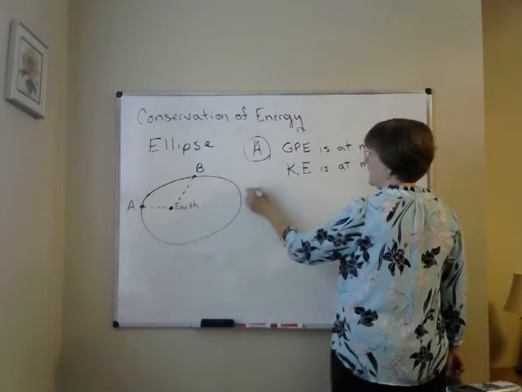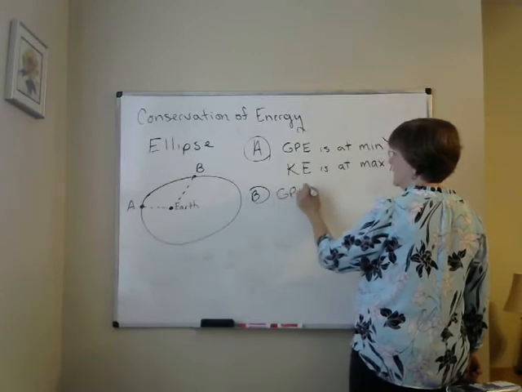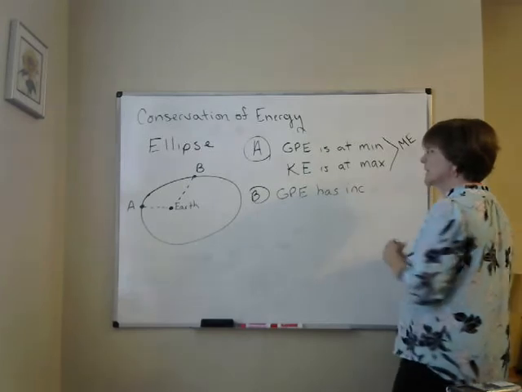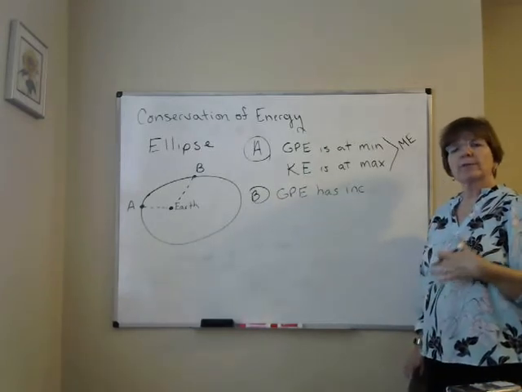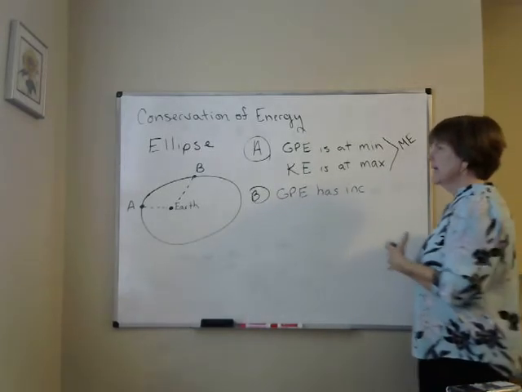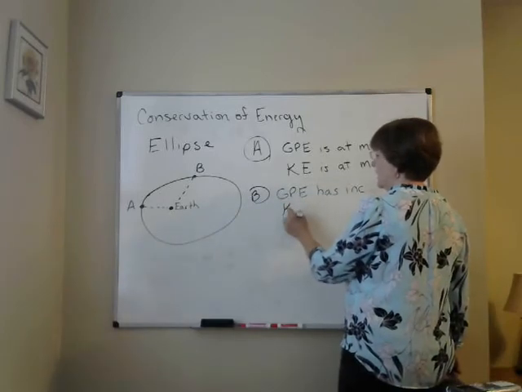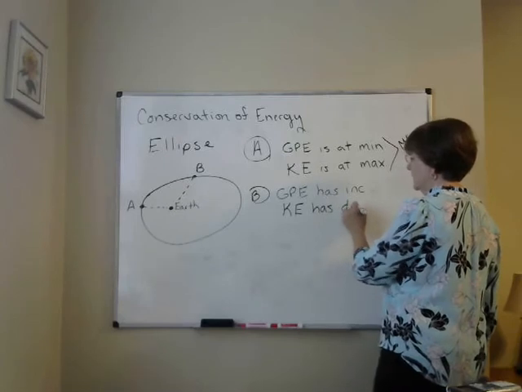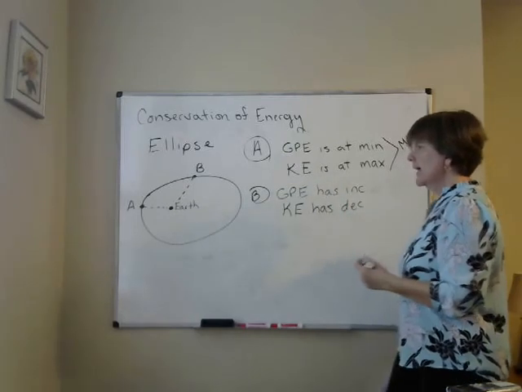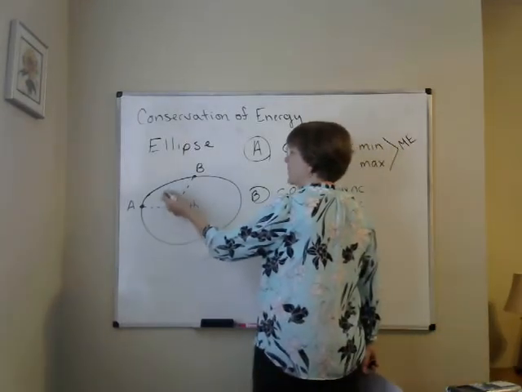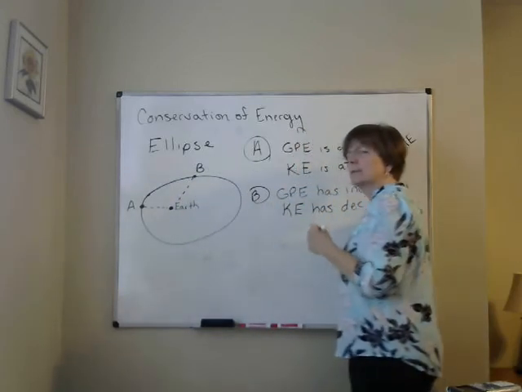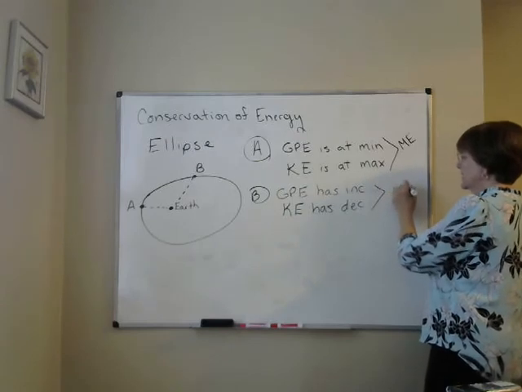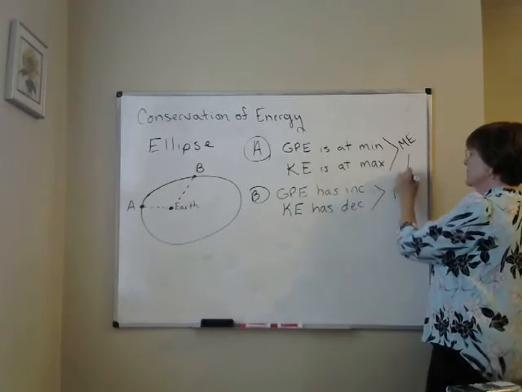So at point B, the GPE has increased. Why did it increase? We got farther away from the surface of the Earth. However, the kinetic energy has decreased. Why did it decrease? As we get farther away from the Earth, the orbit slows down. Those still add up to this. These two are going to be equal.